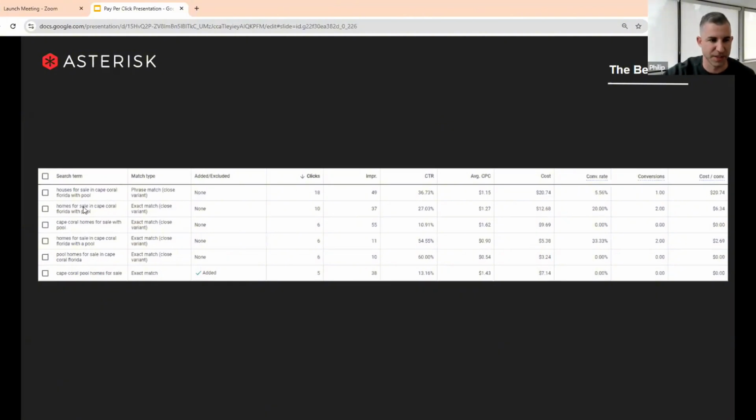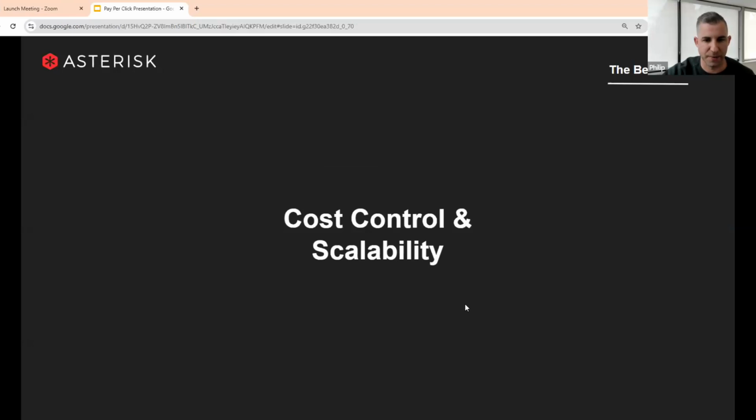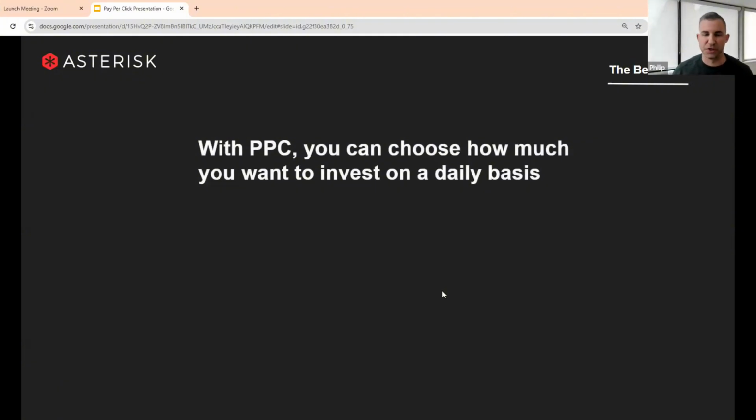Here's another slide just about specific search terms within a Google Ads campaign. And then again, cost control and how you can scale it. So you can choose how much you want to spend on a daily basis. There's probably minimums for sure, right? Where you're just too low.